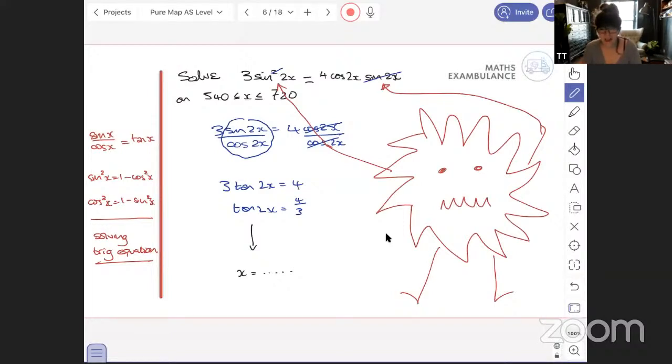No. This is really important. Never, ever divide through if there is any chance that the thing you're dividing through by could be 0. So in the marks, there is going to be another mark. There's going to be marks for solving tan 2x is 4 over 3. And then there's going to be marks for solving sine 2x is 0. Really, really, really important. Okay.